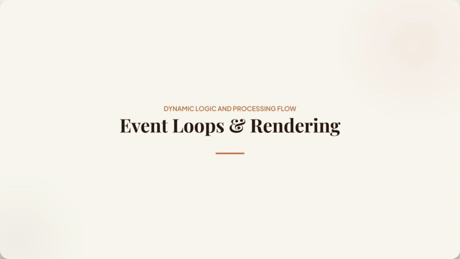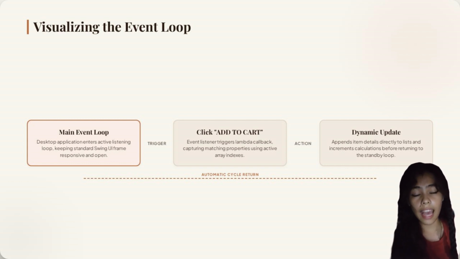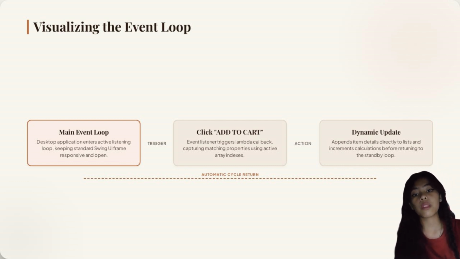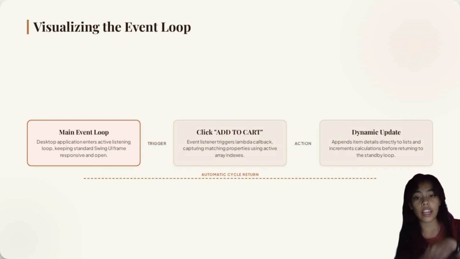Let's move on with the event loops and rendering. In the main event loop, the desktop application enters the active listening loop, keeping the standard Swing UI frame responsive and open. The Add to Cart click event listener triggers a lambda callback, capturing matching properties using active array indexes. The action is a dynamic update, which appends item details directly to the list and increments calculations before returning to the standby loop. And this is the automatic cycle.